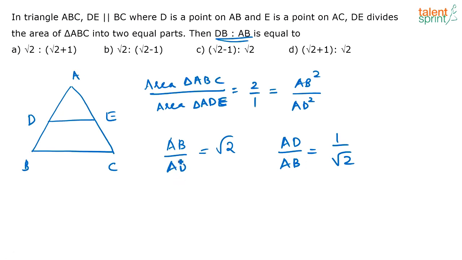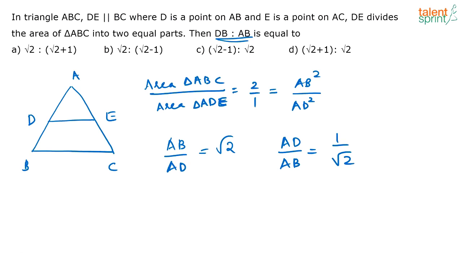Now you might ask me, why are you reversing this? You know AB by AD is equal to root 2. So why am I actually writing it in reverse? Somehow I have to reach the ratio DB by AB. To get that, I am just writing the reciprocal of this AB by AD. So you know AD by AB is 1 by root 2.